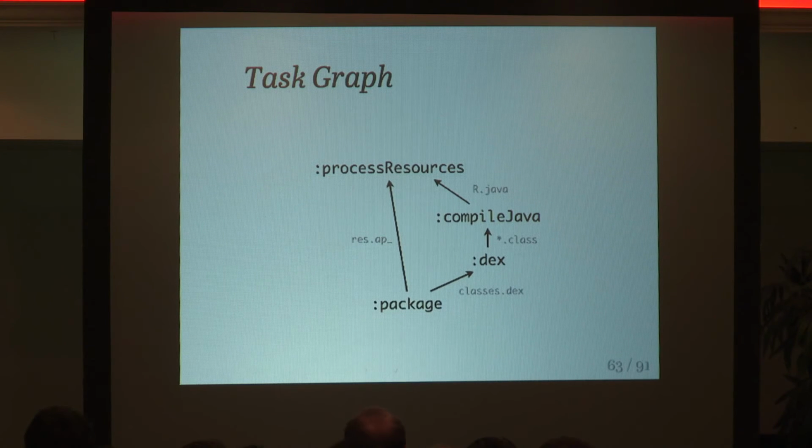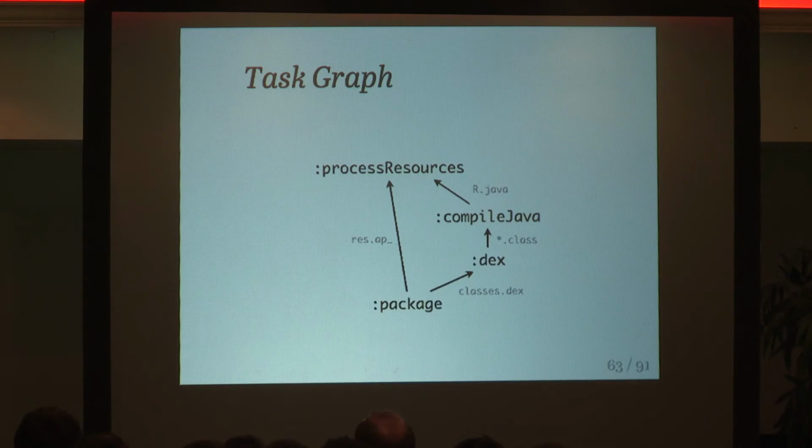So the main parts of an Android build is the package, and that's the one that signs and builds the APK. There's process resources that takes your layouts, your strings, also the manifest, and turns them into a binary representation that's actually needed on the device. So there's no plain XML anymore on the device. So that's what process resources does. And at the same time, package also depends on the Dex task. And the Dex task takes the Java bytecode emitted by the Oracle Java compiler and converts it into Dalvik bytecode that's being used on the devices, right?